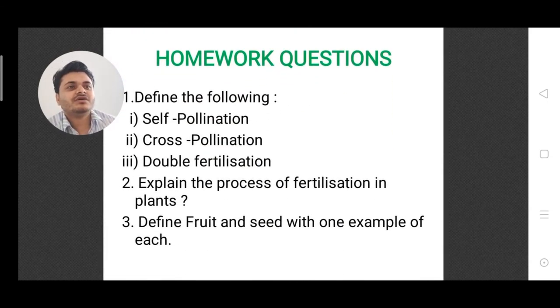So students, these are the homework questions. Define the following: self-pollination, cross-pollination, double fertilization. Explain the process of fertilization in plants, and define fruits and seeds with one example of each. Clear?